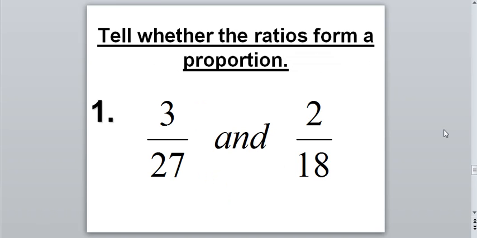Here we have two ratios. The question is, are they proportional? We will get to that when we start the second video.